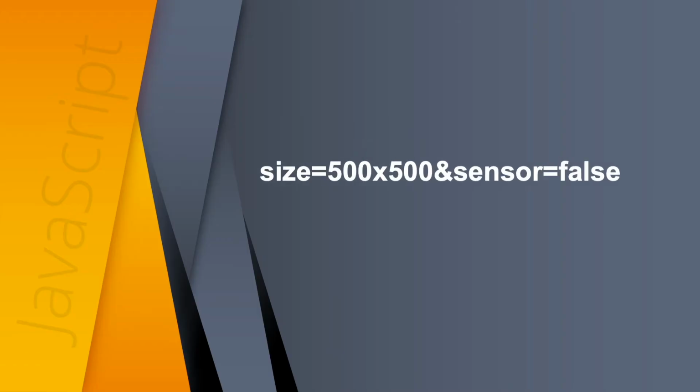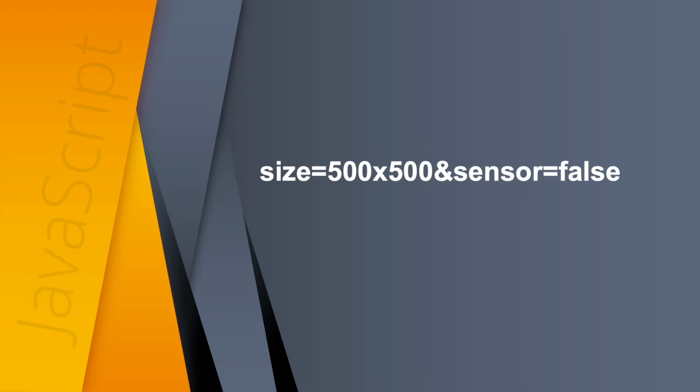The two query strings are separated from each other with the ampersand character. For example, there is a size key that takes a height and width as its value. To separate the two query strings, we do this: size equals 500 by 500 and sensor equals false. To keep things simple, we'll use three other keys. We have the center, the zoom, and markers.